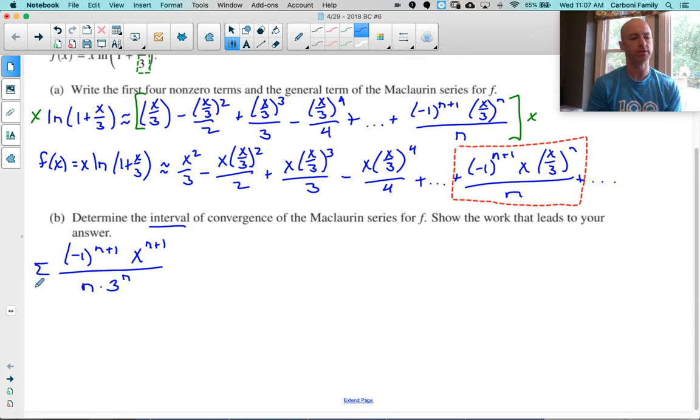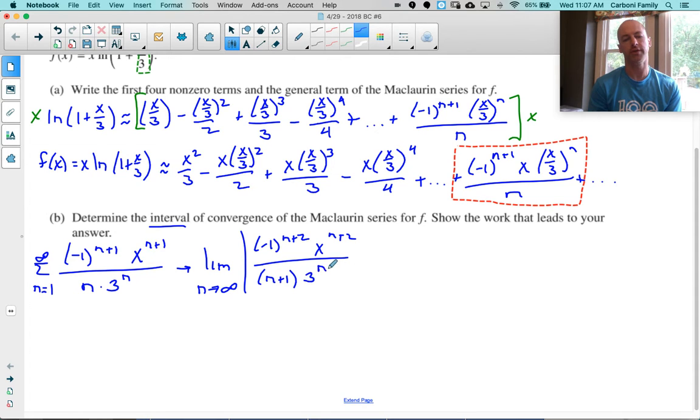And that series would start at, and I'm just looking, my first term is x squared. So to get an x squared, I need to plug in a 1 for n. And if I check that everywhere else, that is correct. So I'm going to start with n equals 1. And then the ratio test: limit as n goes to infinity of the n plus first term, negative 1 to the n plus 2, x to the n plus 2, all over n plus 1, 3 to the n plus 1, times the reciprocal of the original, n times 3 to the n, over negative 1 to the n plus 1, x to the n plus 1.